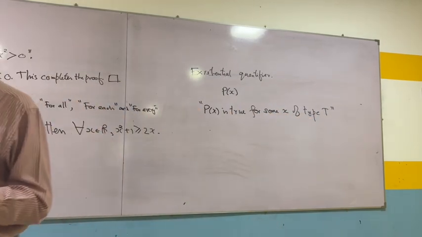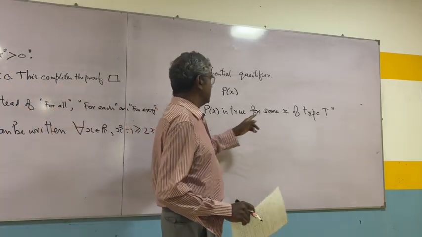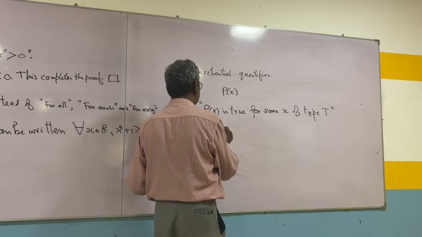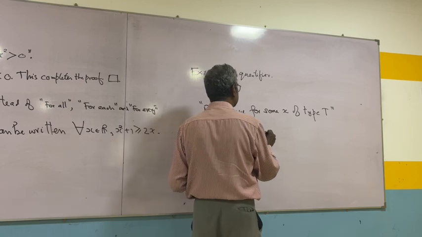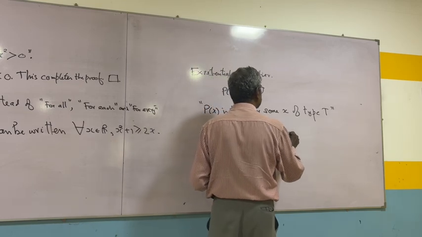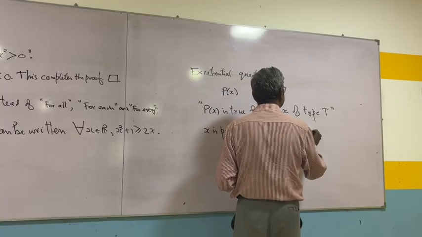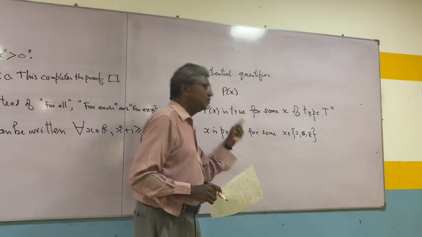This is how we write. It means that there exists at least one x of type T for which P(x) is true. This means you can find at least one. For instance, x is prime for some x belonging to {2, 4, 6, 8}. This one is true, right? If you take 2, 2 is prime, there is only 1.